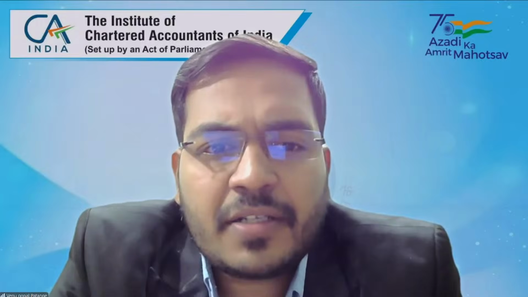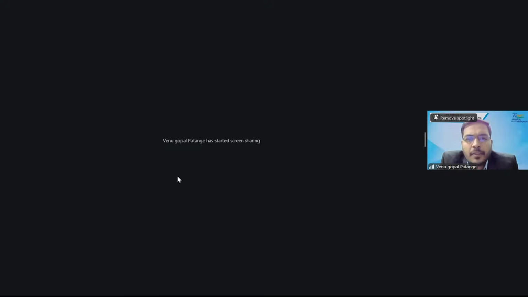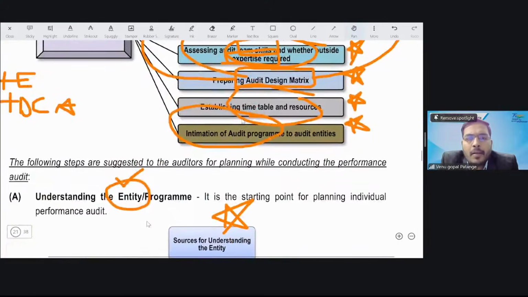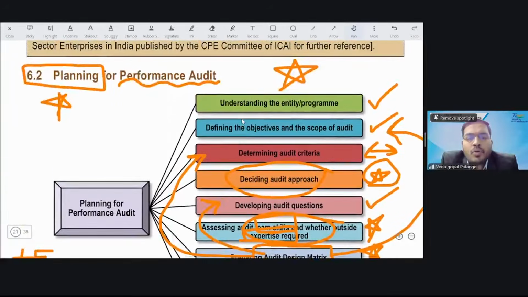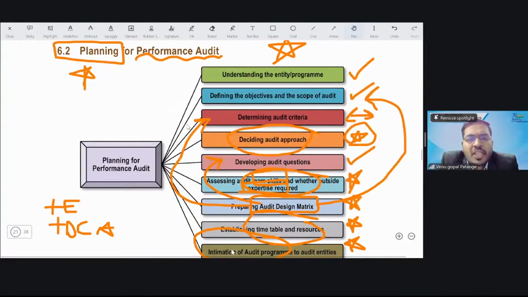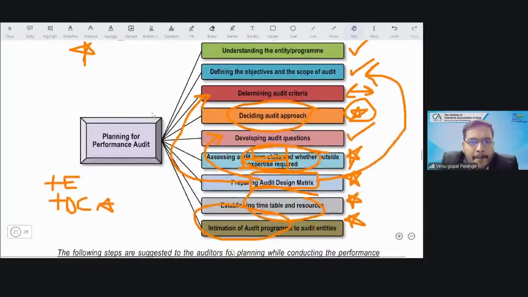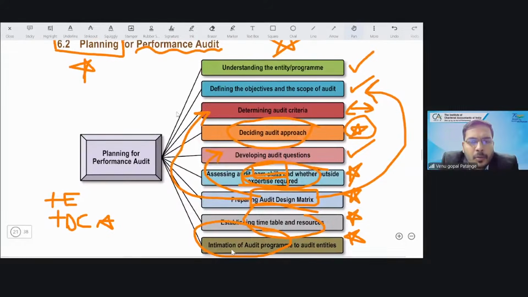I shared the entire screen, so fine. Yeah. So, you can see the PDF, ICAI material. Yeah, this is now visible, sir. Earlier, it was showing only the planning stage of that performance audit. Yeah. So now this is clear.